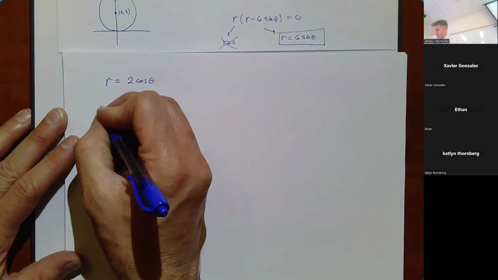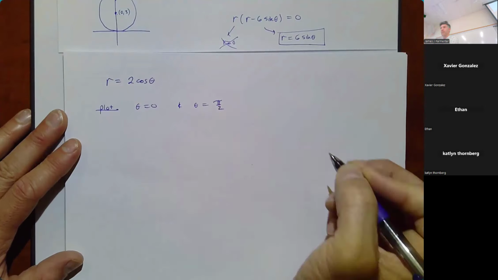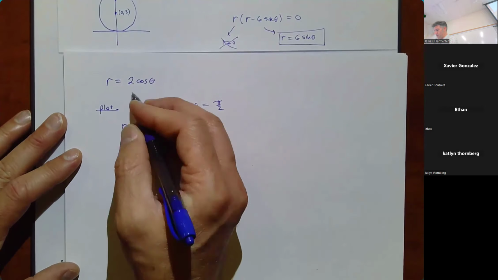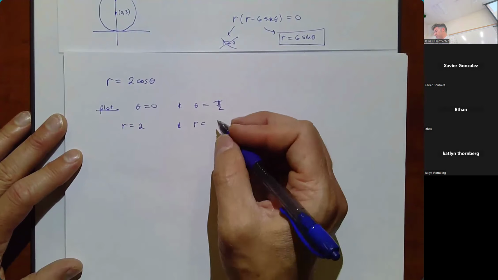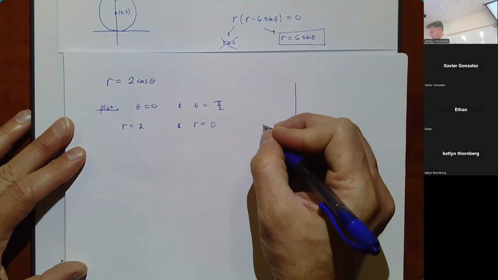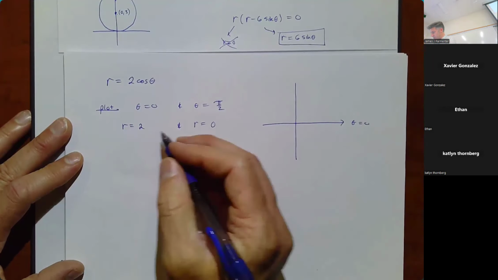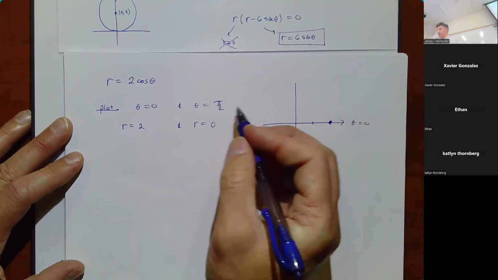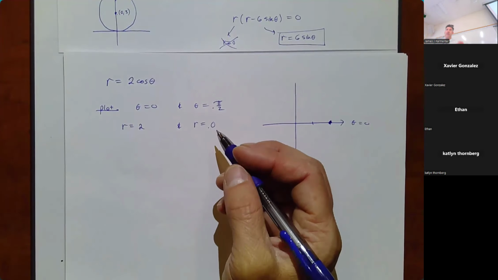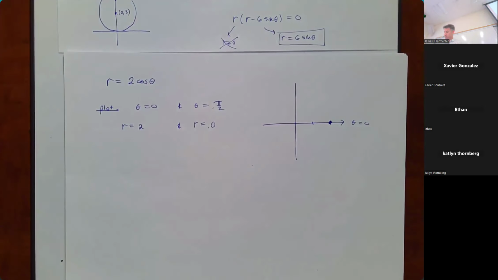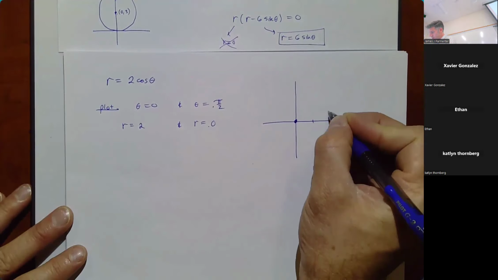Here's how I really find it. I plot some points. Plot theta equal to 0 and theta equal to pi over 2. If theta equals 0, r is going to equal 2 times cosine of 0, which is 2 times 1. And if theta equals pi over 2, r is going to equal 2 times cosine of pi over 2, which is 0. So here are the two points I'm getting. I'm getting theta equals 0, which points to the right, and my radius is 2. And then when theta equals pi over 2, my radius is 0, which means whenever your radius is 0, where are you at? The origin, right? If your radius is 0, you haven't moved away from the origin. It doesn't matter what direction you're pointing in. So those are the ends of the diameter of my circle. So it looks like this.